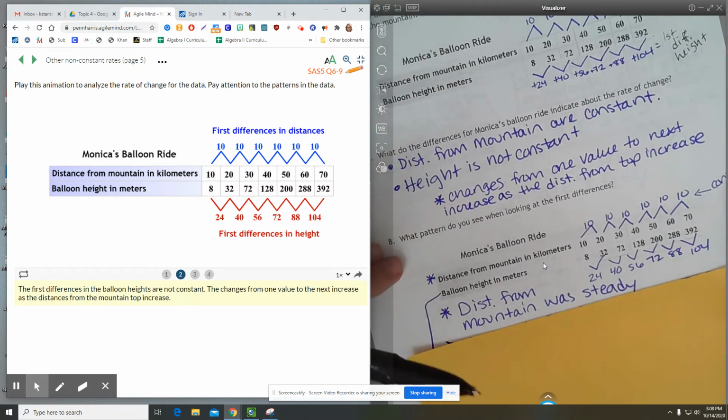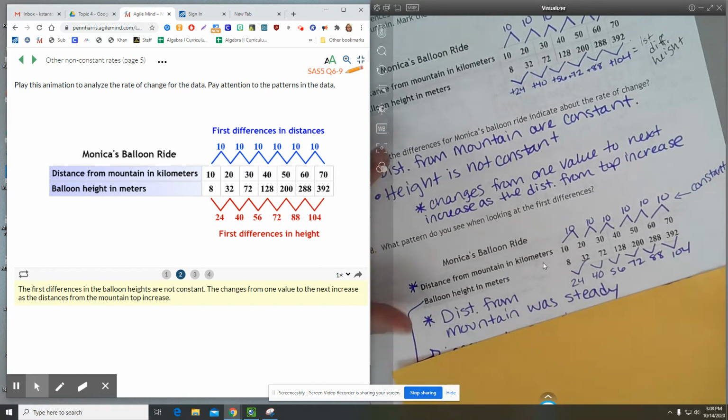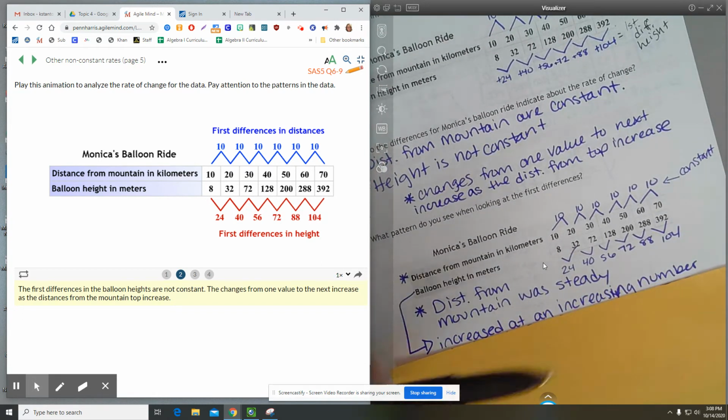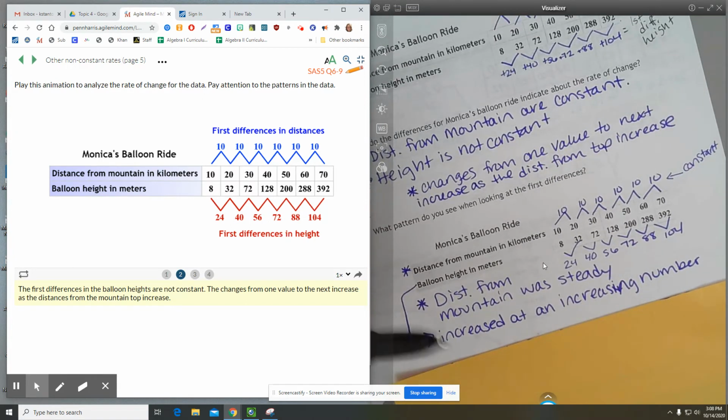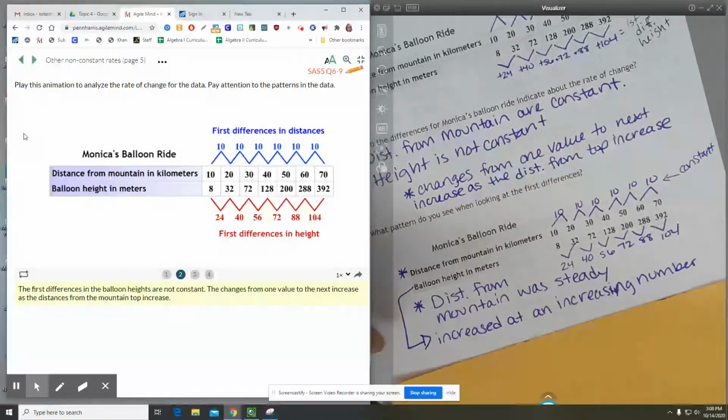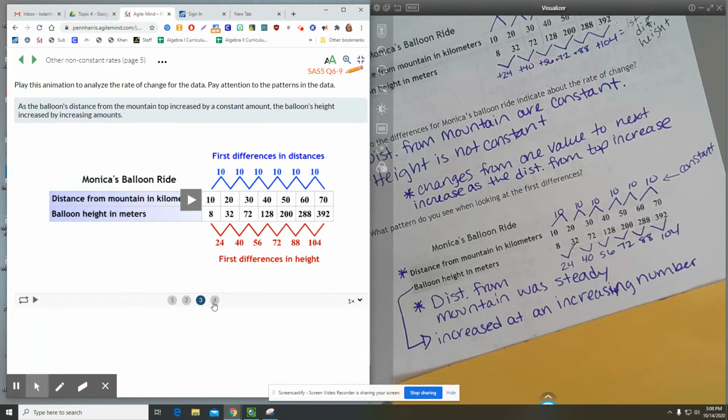Again, I noticed that they're constant. The distance from the mountaintop was steady. It increased. And then my balloon height increased at an increasing number. Again, what we just set up here, that question kind of repeats itself.